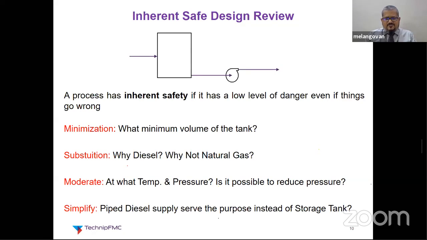Moderate. What is the temperature and pressure? What is the operating temperature and pressure of the storage tank? Simplify. Why do we need that intermediate storage tank? Whether we can have a pipe supply of styrene from nearby. This depends upon the source where the styrene is coming from. So this is a way. These ISD, inherent safety design concepts, can be implemented in any project.